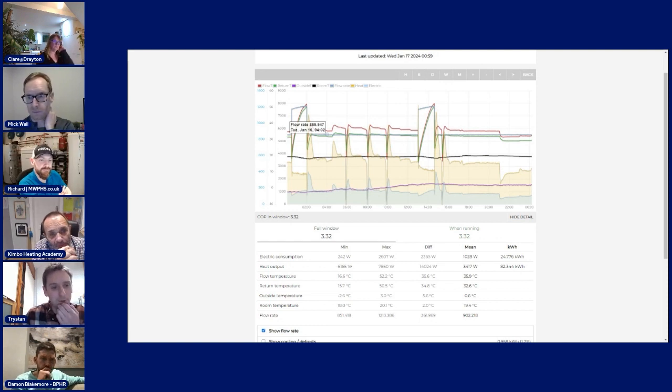A small point to make: obviously we're doing all this monitoring at the moment. I guess ideally we get to a point where we know how a particular heat pump works.